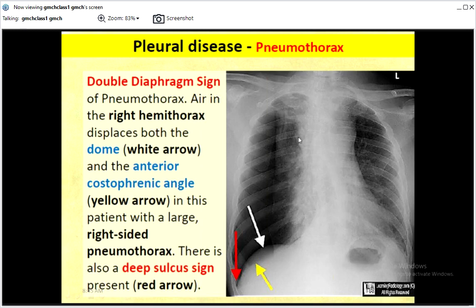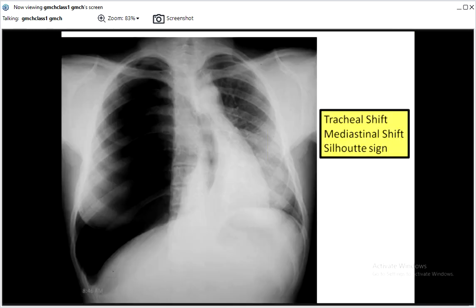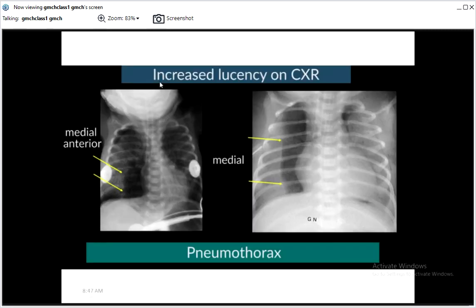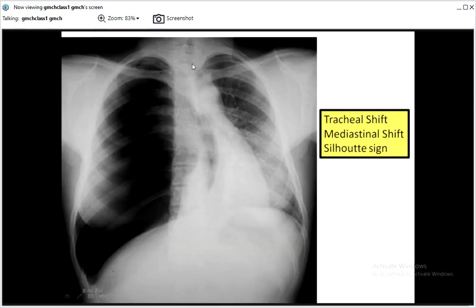Okay, so what is this area basically? So this is basically compressed or collapsed lung tissue which has been compressed with this air in the right hemithorax. So this is a more clear X-ray. Okay, so you can see basically in this X-ray, trachea is going to the opposite side.